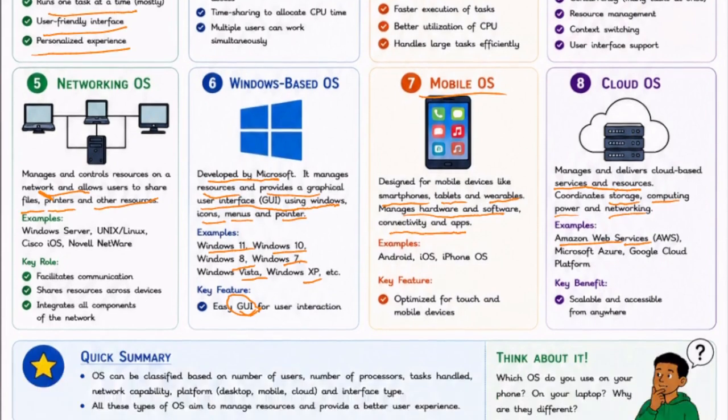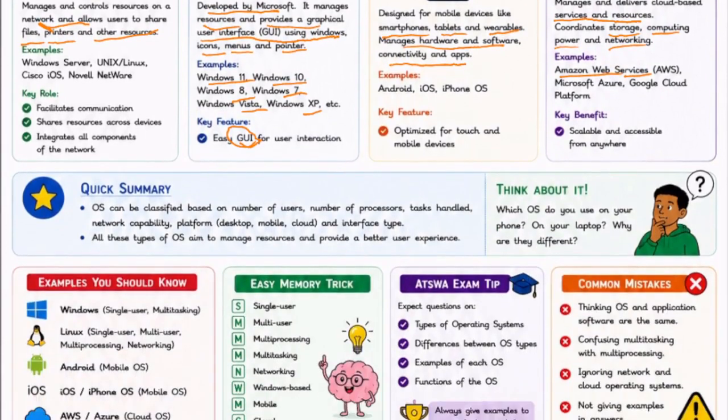So, what is a quick summary here? OS can be classified based on number of users, number of processors, tasks handled, network capability, platforms like desktop, mobile, cloud, and interface types. So all these types of OS aim to manage resources and provide a better user interface. That is what it is designed to do. So which OS do you use on your phone, on your laptop?